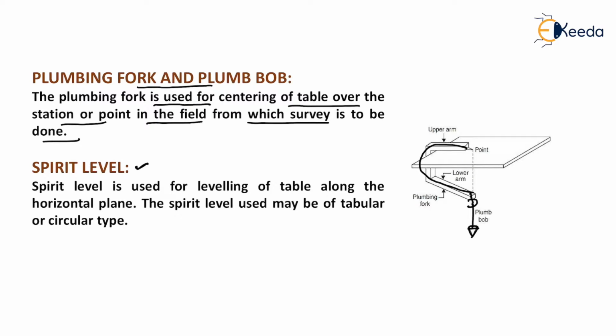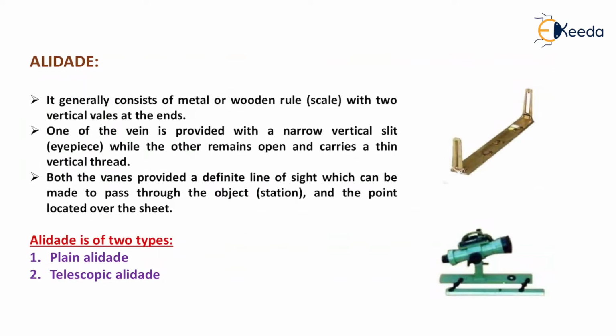Spirit level is used for leveling of the table along the horizontal plane. The spirit level used may be of tabular type or circular type. It means that we can use the spirit level of tabular shape just like this, or we can use the bullseye bubble for the leveling of that table. Okay students. Now the next one is the alidade.